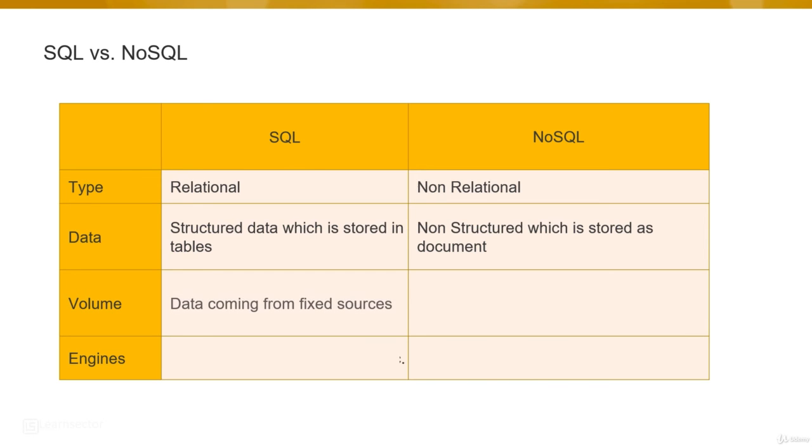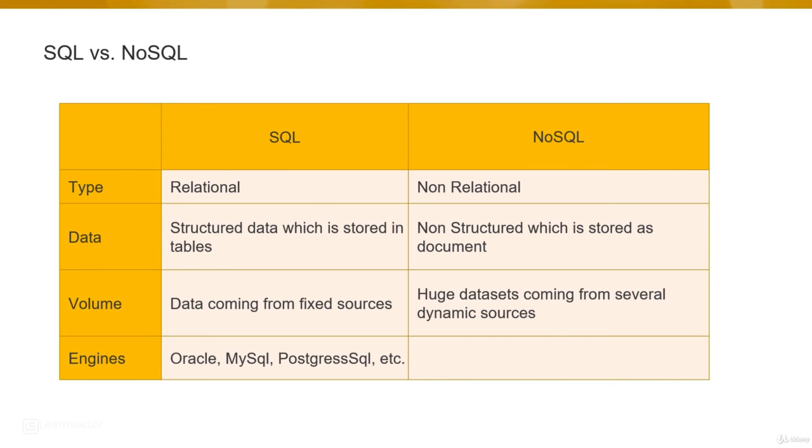Then if we talk about volume, in SQL databases the data comes from fixed sources, and of course when it is coming from fixed sources, we will have a fixed number of columns created. That is why we know what kind of data is going to come and which table we are going to send the data to. Whereas in NoSQL databases, these are huge data sets coming from several dynamic sources. We don't even know what the width and volume of the data will be. Then we talk about engines: Oracle, MySQL, PostgreSQL, MariaDB, etc. These are all examples of SQL databases.